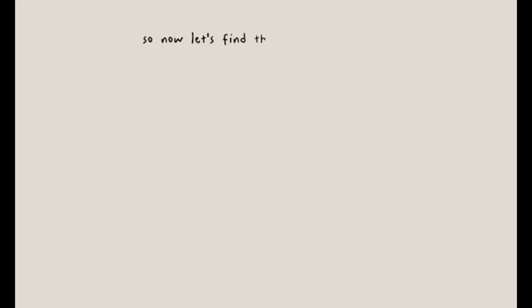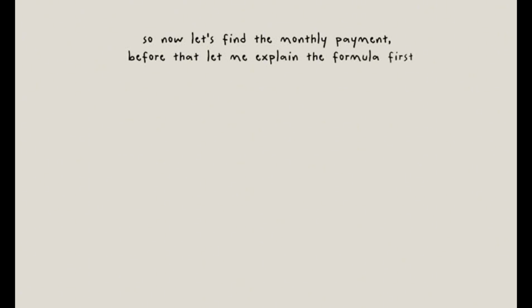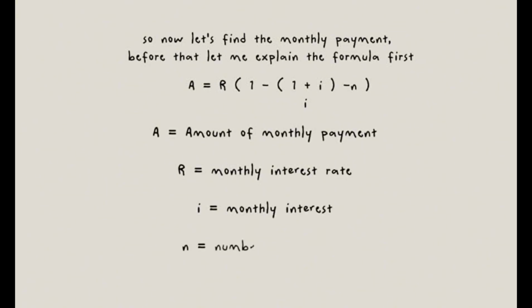So now let's find the monthly payment. Before that, let me explain the formula first. A equals R times [1 minus (1 plus i) to the power of negative n] over i. A equals the amount of monthly payment, R equals the monthly interest rate, i equals the monthly interest, and n equals the number of payments.